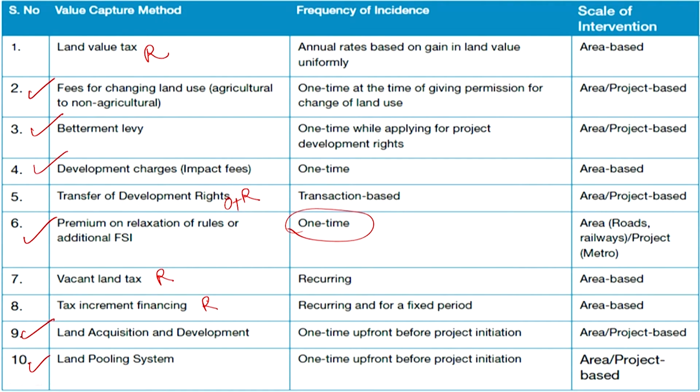In the right side in this column we have shown that some of the taxes are area based, some of the taxes are area and project based, like betterment or the change of land use and the TDR, and the land acquisition, whereas some of the tools are only area based, for example development charge or the vacant land tax or the tax increment financing. So, these are the differences in the scale or the frequency of the charging between the value capture financing methods. Now, let us see some examples.